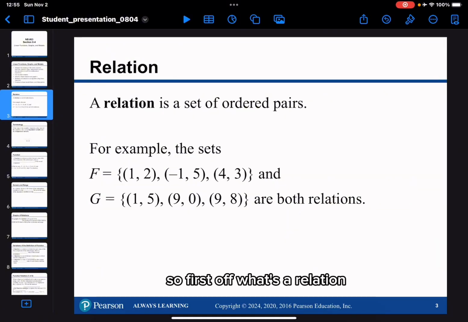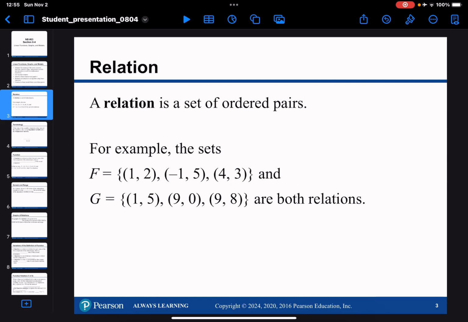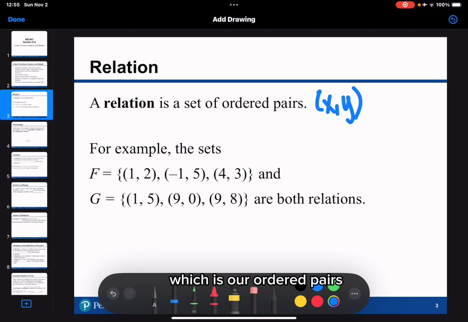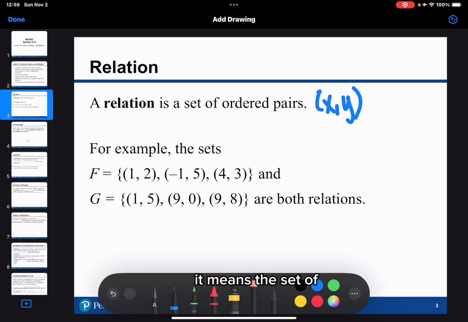So first off, what's a relation? A relation is a set of ordered pairs. And if we notice, our ordered pairs are written in the form of x comma y. So for example, it says f, you have (1, 2), (-1, 5), and (4, 3). Remember, this means the set. So when you see this little squiggly bracket right here, it means the set of.